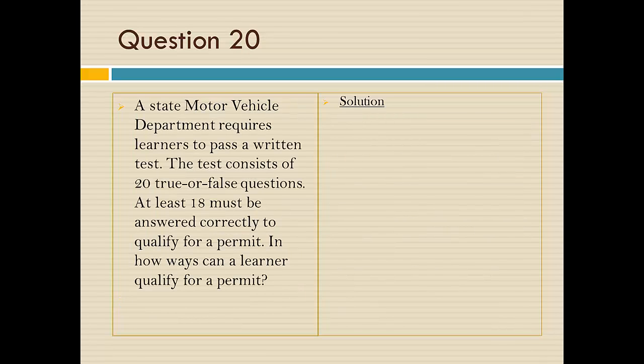Now, question 20. A state motor vehicle department requires learners to pass a reading test. The test consists of 20 true or false questions. At least 18 must be answered correctly to qualify for a permit. In how many ways can a learner qualify for a permit? So 18 must be answered correctly.